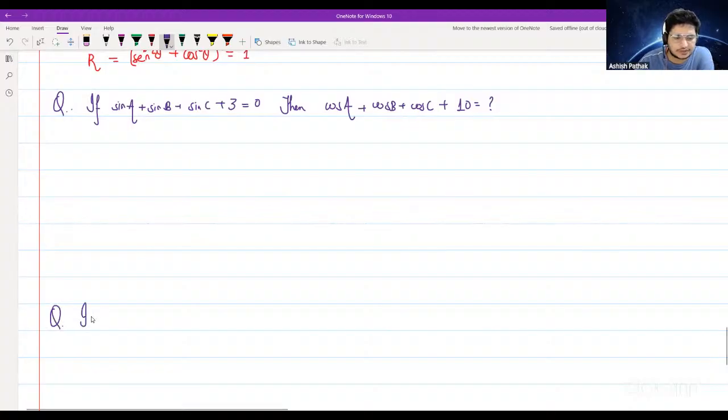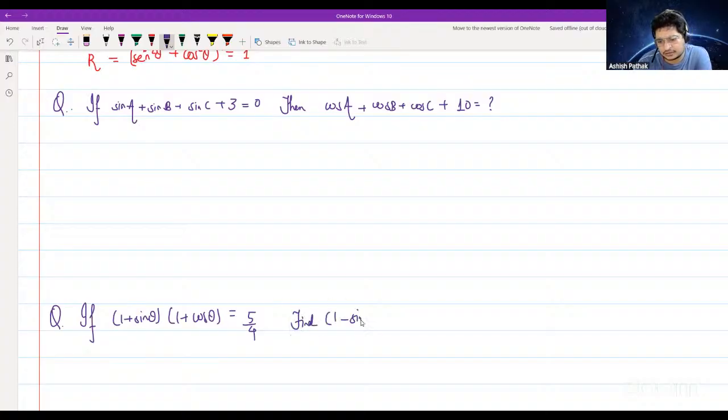Next question that we will write: if 1 plus sine theta and 1 plus cos theta is equal to 5 over 4, find 1 minus sine theta and 1 minus cos theta.